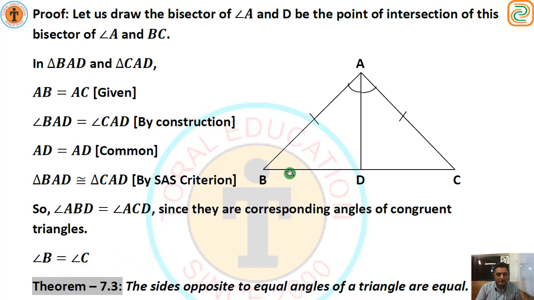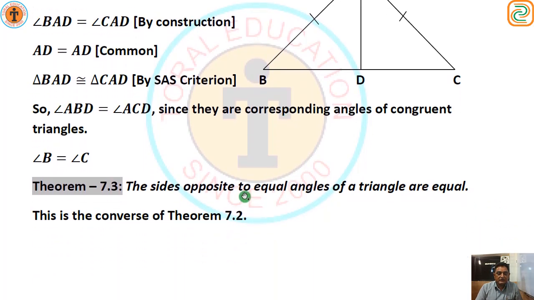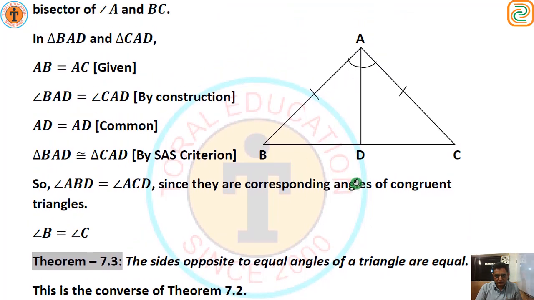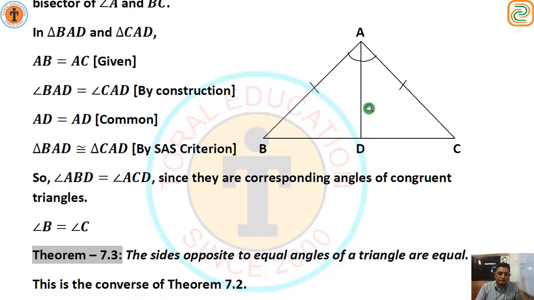Theorem 7.3: The sides opposite to equal angles of a triangle are equal. This is the converse of theorem 7.2. If two angles are given equal, then the opposite sides are equal. It does not need to be proved.